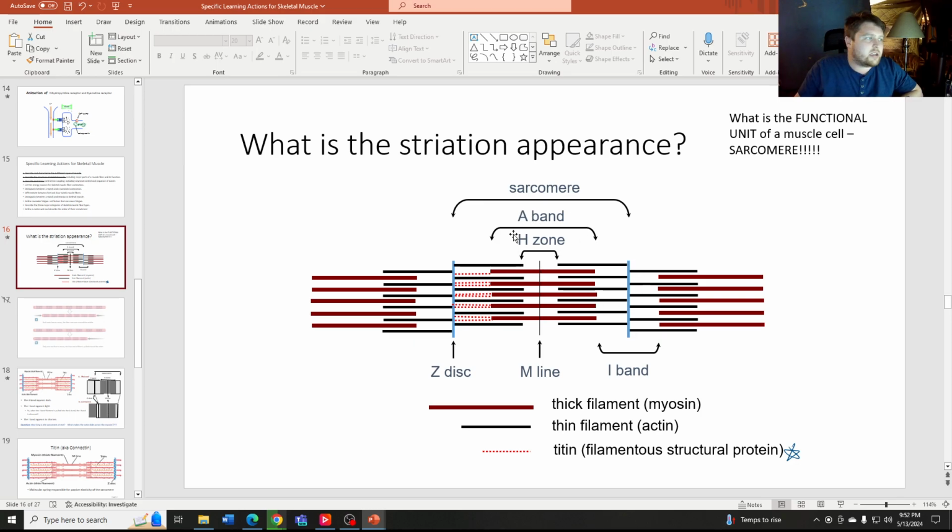So we have the A band, the H zone, the I band, the M line. This is where the myosin attach. And then we also have something called the Z disc. The Z disc, these are the ends of the sarcomere, where the actin connect. A sarcomere goes from Z disc to Z disc, okay? So from one Z disc, the start, to the end is one sarcomere.